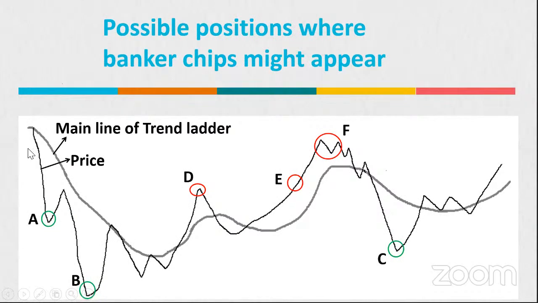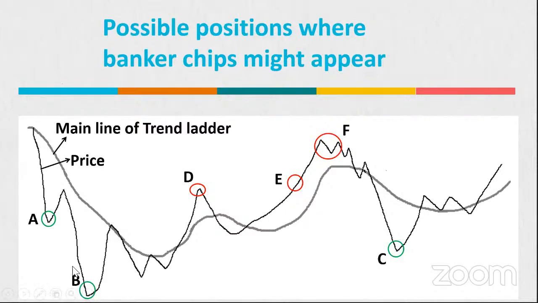This thick line is the main line of trend ladder, and this thinner line is the price, okay? And then bunker chips, where would it appear? I have marked A, B, C, D, E, F. These 6 points. Which points do you think would be the right position where bunker chips would appear?